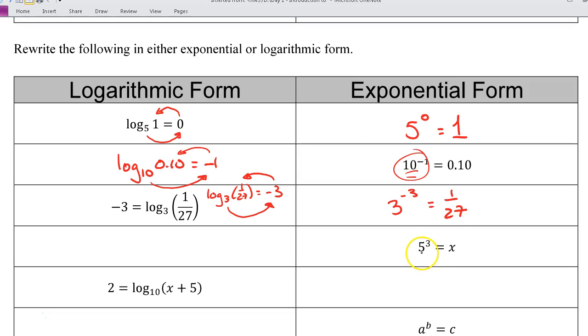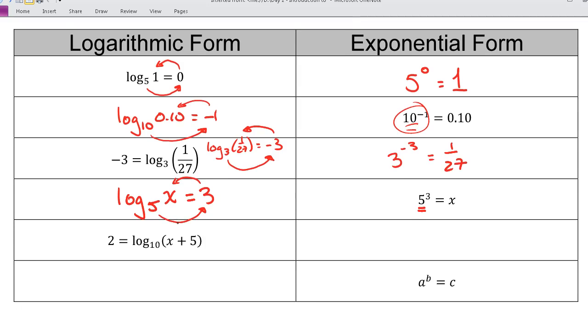Alright, and then over here, my base is 5, so I'm going to have the log base 5 of x is equal to 3. Again, if you wanted to double check, if we go around the world here, we're going to have 5 to the third is equal to x.